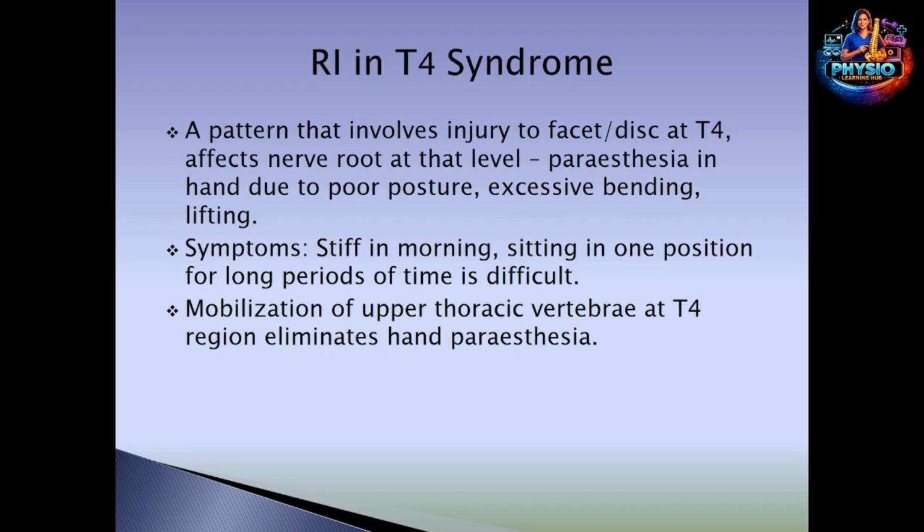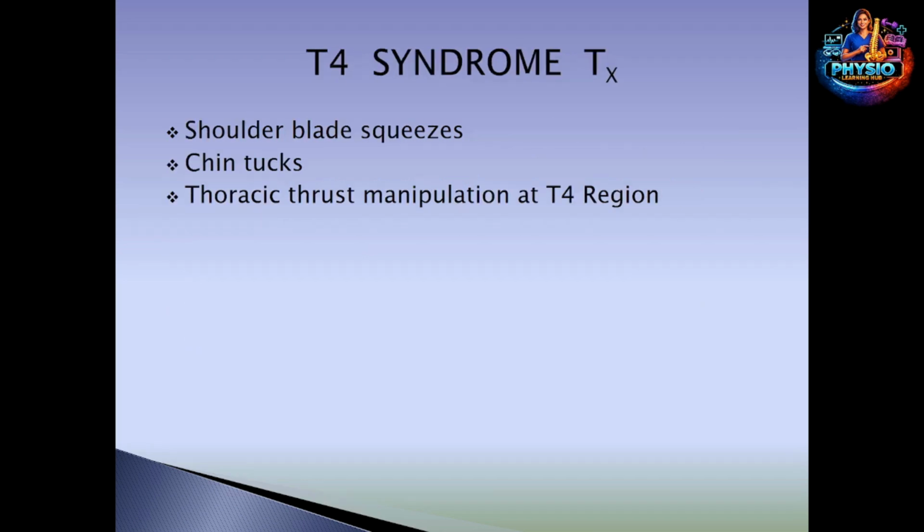Regional interdependence in T4 syndrome, a pattern that involves injury to a facet or disc at T4, affects the nerve root at that level, with paresthesia in the hand due to poor posture and excessive bending or lifting. Symptoms: stiffness in the morning, and sitting in one position for long periods of time is difficult. Mobilization of the upper thoracic vertebra at the T4 region eliminates hand paresthesia. T4 syndrome and treatment: shoulder blade squeezes, chin tucks, thoracic thrust manipulation at the T4 region.